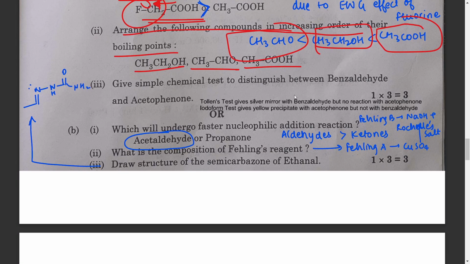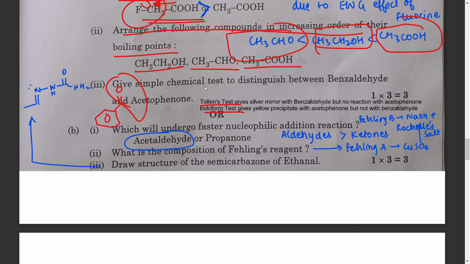Give a simple test to distinguish between benzaldehyde and acetophenone. Two tests come to my mind. Tollens test: it reacts with Tollens reagent, ammoniacal silver, which reacts with aromatic aldehydes to give the corresponding carboxylate salt, but it does not react with acetophenone. Iodoform test gives a yellow precipitate with acetophenone. Remember, acetophenone looks something like this. So this group reacts with iodoform to form a yellow precipitate. With benzaldehyde, no such precipitate is formed.